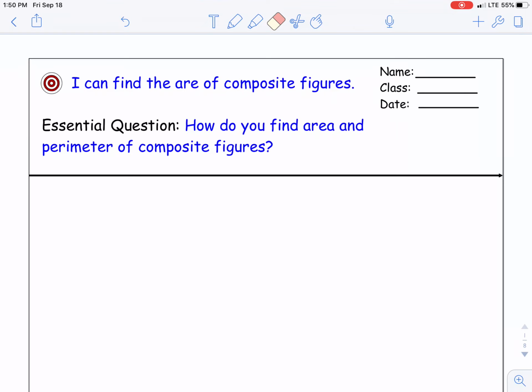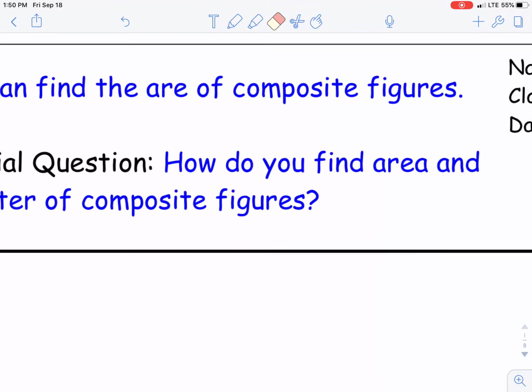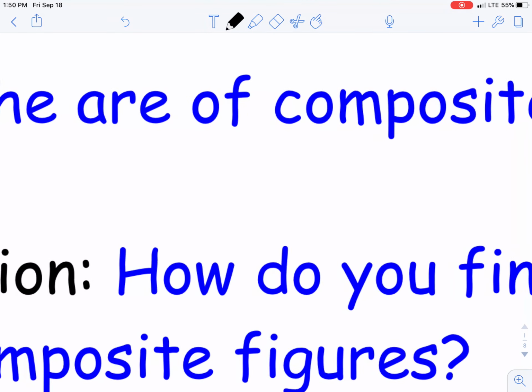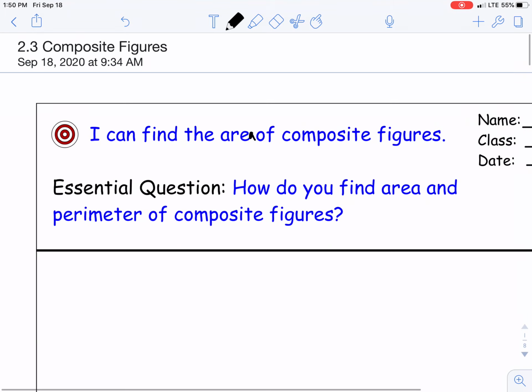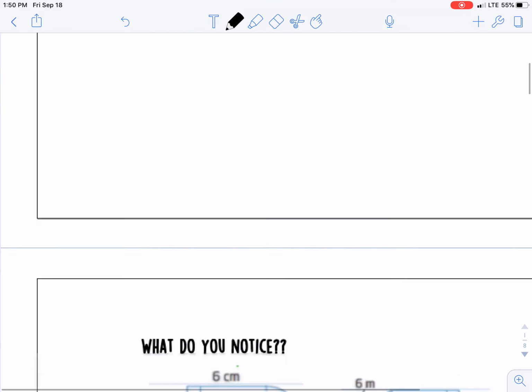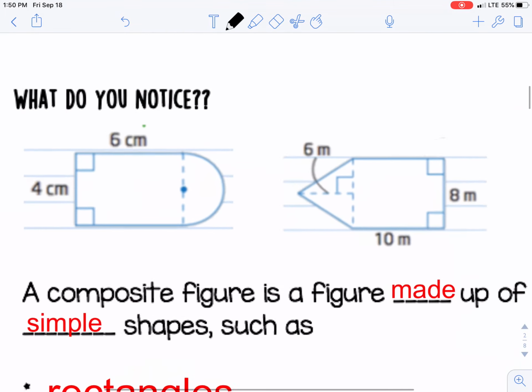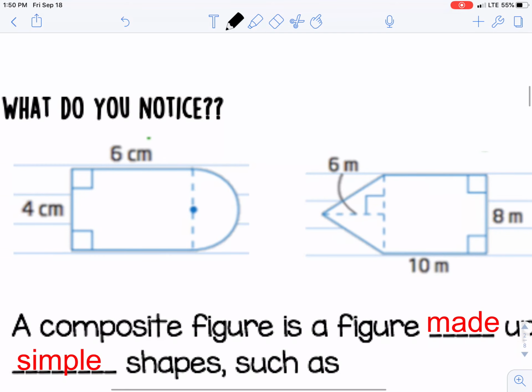Today we are going to find out how we can find not the R of composite figures, but the area. I just noticed that as we were looking at it. So first off, we have to talk about what the heck a composite figure is. So go ahead, take a look. I'm going to ask you to find the area of these shapes.